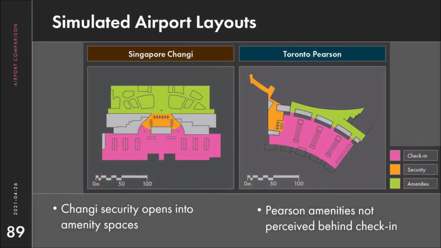Looking back at the floor plans, you can see that the amenity spaces in Pearson are behind the check-in areas in green, whereas in Changi, the security opens directly into these amenity spaces, which would be hard to miss. In Pearson, if passengers didn't wander to the back, then they would have gone through security without noticing any retail or washrooms. This is likely a reason why passengers had a poor experience if they prioritized these aspects. However, I believe if I used completely different domains, this would have produced widely different values.